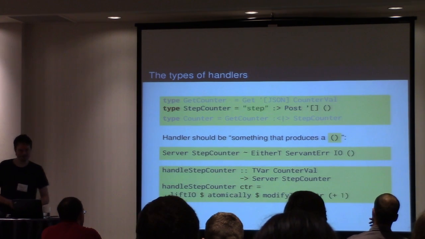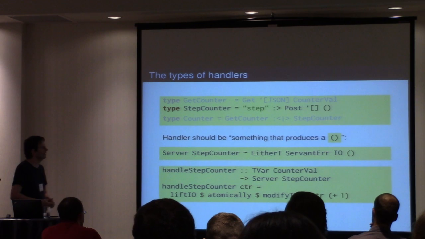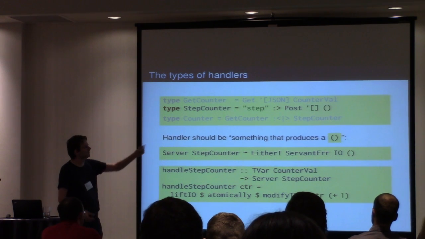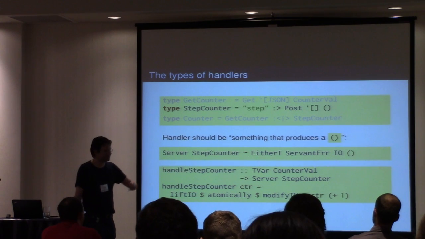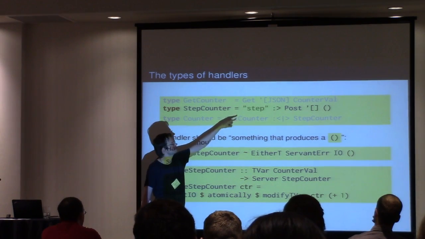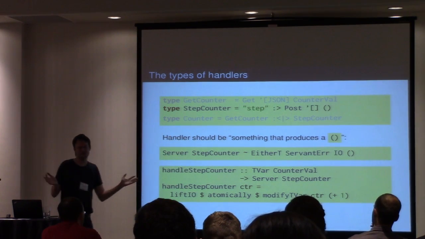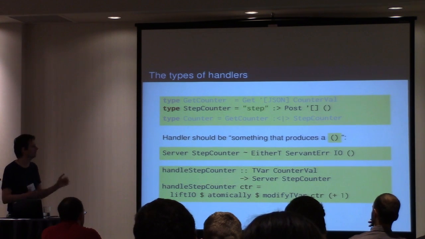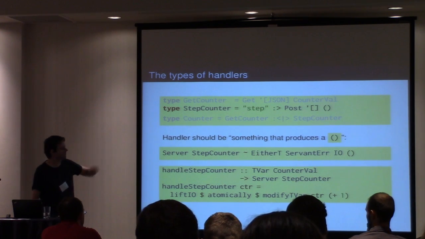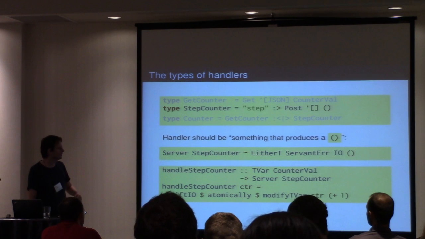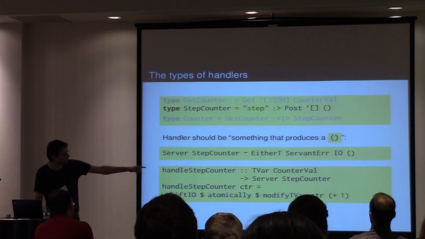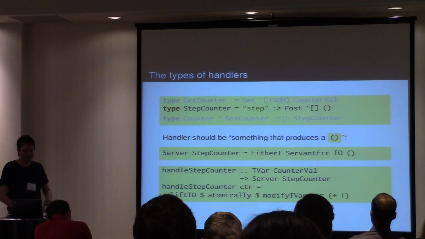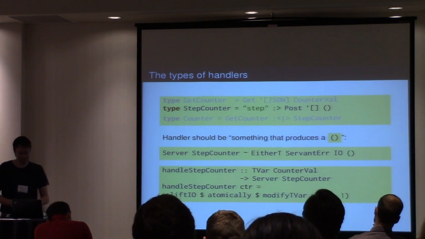Now for the step counter, here I need to produce something of unit type in the end. And actually the fact that there is a path specification here doesn't contribute to the type of the handler at all. So that's just dropped. So here we just have to increment the counter by 1 and do the same as before.